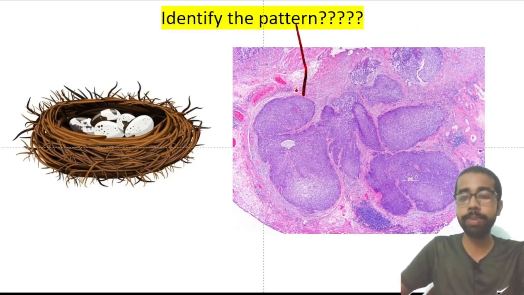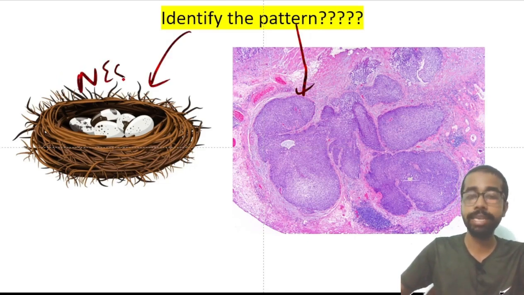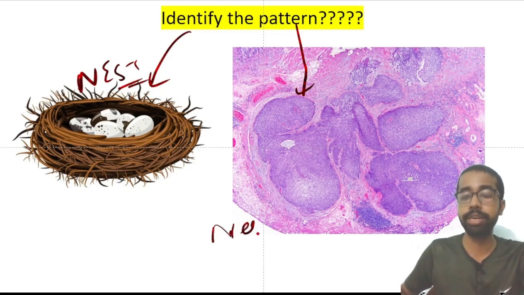This pattern again. What is this pattern? Normal thing I have shown you. It's a nest, so nesting pattern. See, this tumor is nothing but a nested variant of urothelial carcinoma.